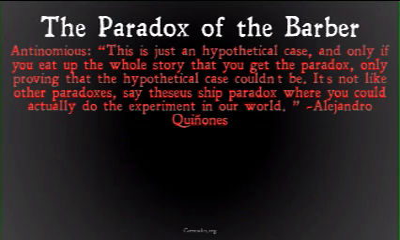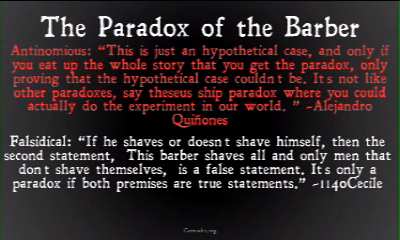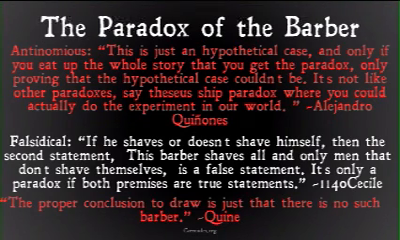Next up, the paradox of the barber. Alejandro Quiñones says that this is antinomious, it's just a hypothetical case, and it's not like other paradoxes that are talking about something that's actually in the world. 1140 Cecile says that it is falsidical because we just don't have to accept the statements. The statements could be false. And Quine is in fact going to agree. According to Quine, the proper conclusion to draw is just that there is no such barber. This is in fact one of the paradoxes that Quine uses in his Ways of Paradox paper. He says that it's falsidical because all you need to do is say that such a barber doesn't exist, and the paradox resolves itself.